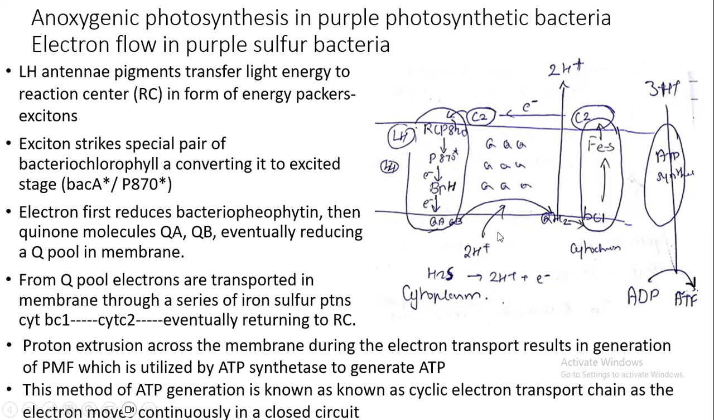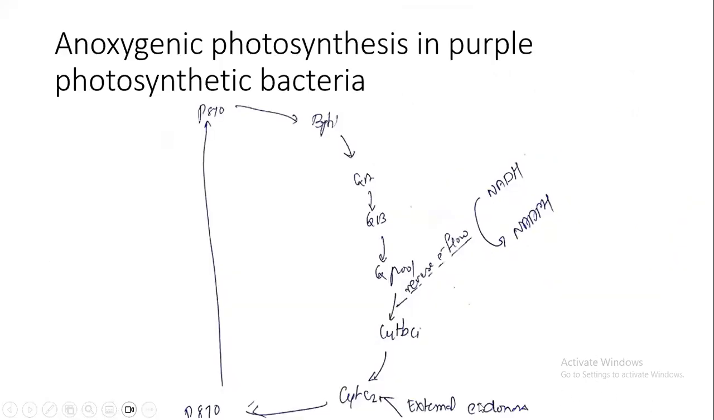So in this way, there is cyclic transfer of electrons, during which process the H plus ions are excluded, generating a proton motive force, which is utilized by ATP synthetase to generate ATP. So in this method, ATP generation is taking place by cyclic electron transport, and hence the electron transport chain is also known as cyclic electron transport chain. This is another representation of the same cycle, how the electron transport chain takes place.